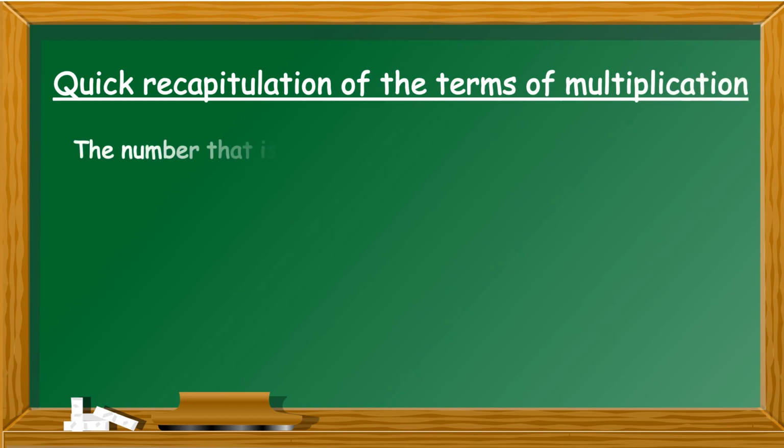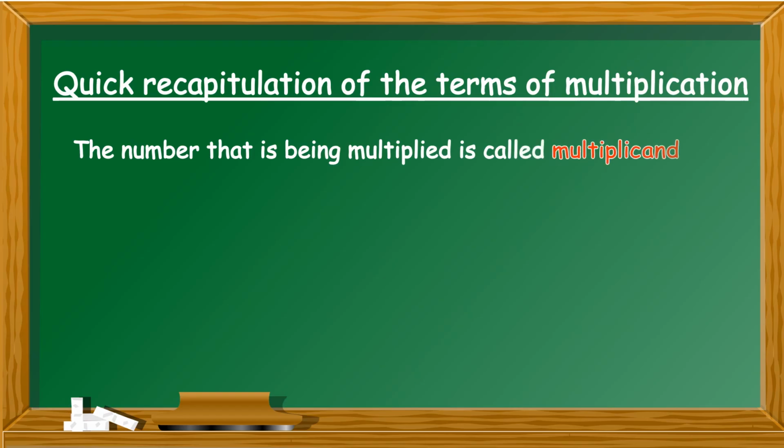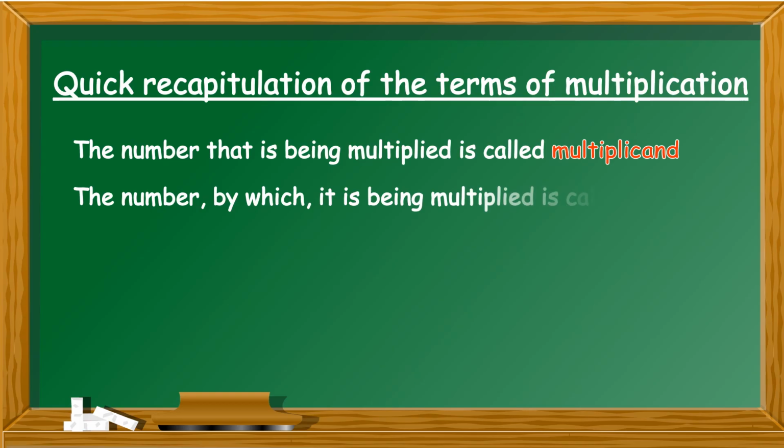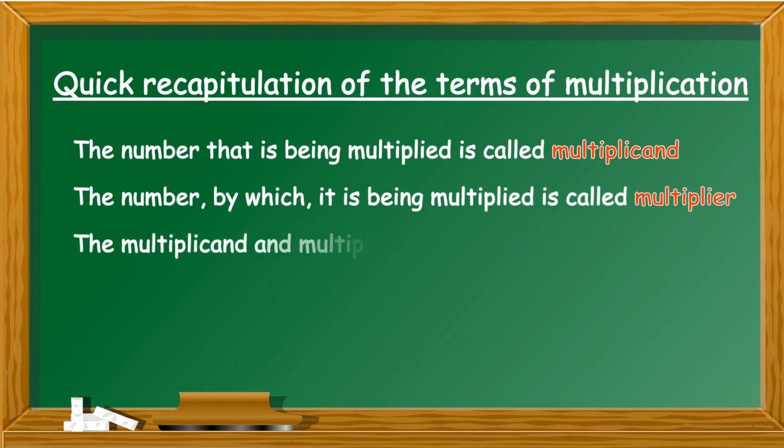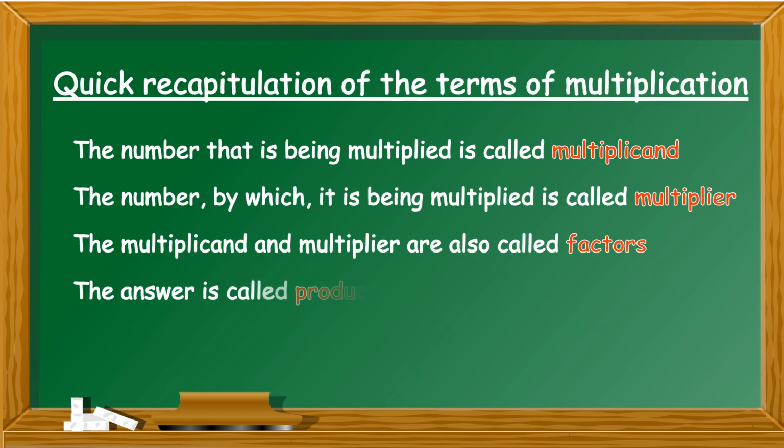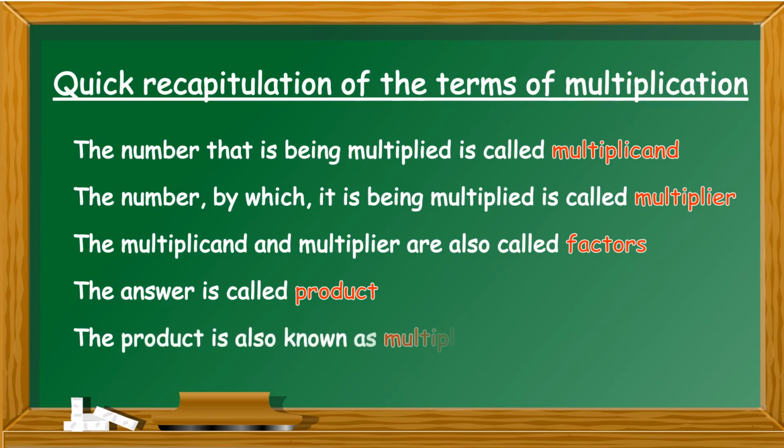The number that is being multiplied is called multiplicand. The number by which it is being multiplied is called multiplier. The multiplicand and multiplier are also called factors. The answer is called product, and the product is also known as multiple.